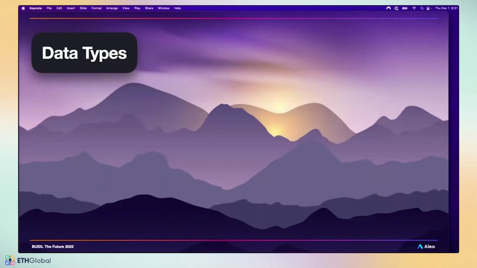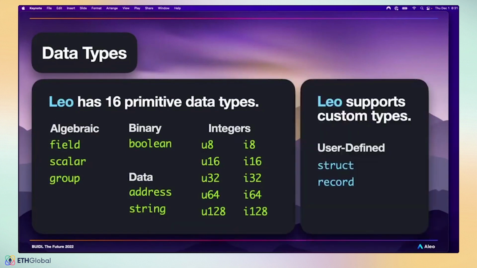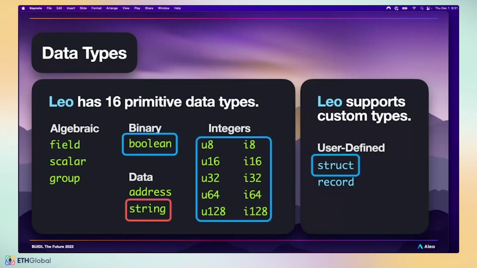Leo, like all programming languages, provides some data types for users. It has 16 primitive data types and also allows users to define their own composite data types. Now, some of these might be familiar coming from other programming languages. You have Booleans, you have integers, you have structs. You also have strings, but the orange shading here indicates that strings have a limited set of functionality. We're building upon this, but there are some subtle details in making sure strings work safely in SNARK constructions.